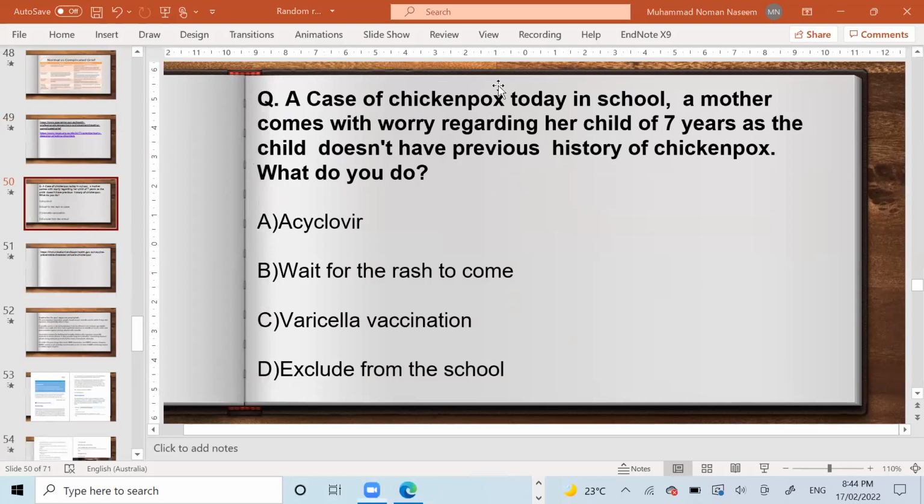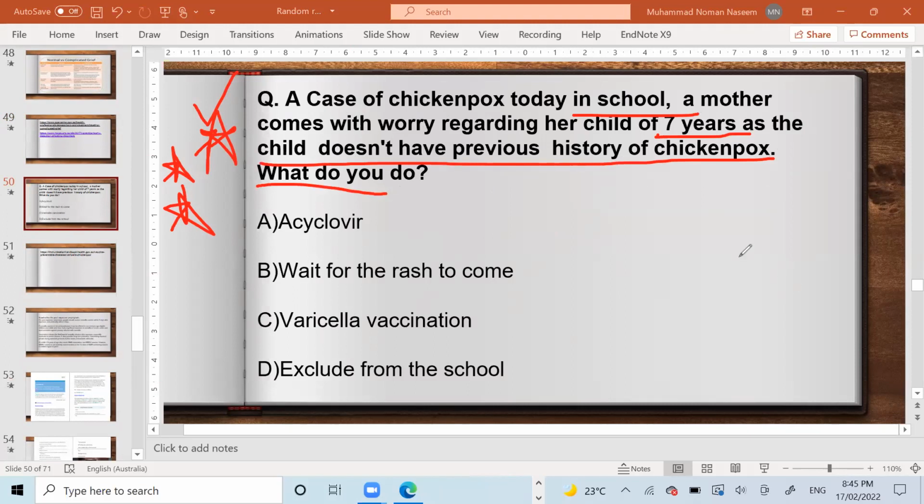All right. Our next question is from pediatrics, a very, very favorite topic of the AMC. Let me just make enough stars. I can't emphasize enough how favorite this topic is for the AMC. A case of chickenpox was reported today in the school. A mother comes with worry regarding her child of 7 years, as the child doesn't have a previous history of chickenpox. What do you do in this contact patient? Option A, give acyclovir. Option B, wait for the rash to come. Option C, give varicella vaccination. Option D, exclude the patient from the school.